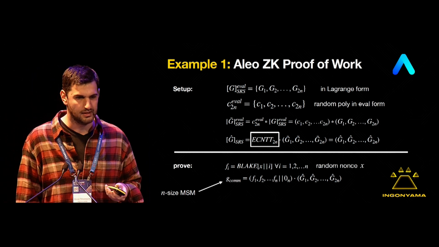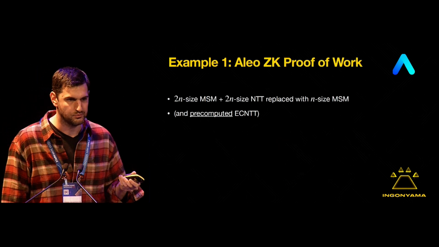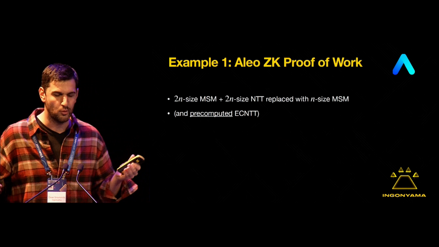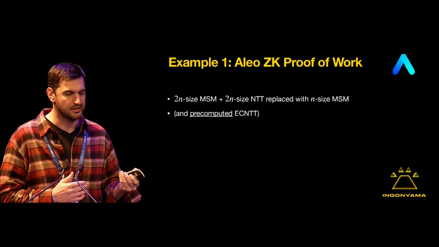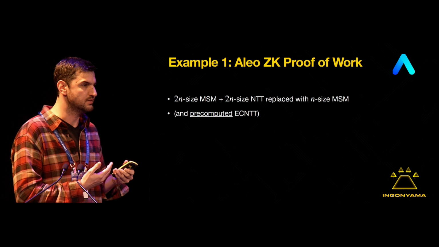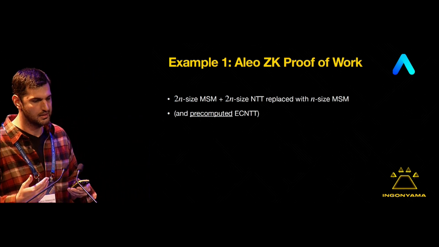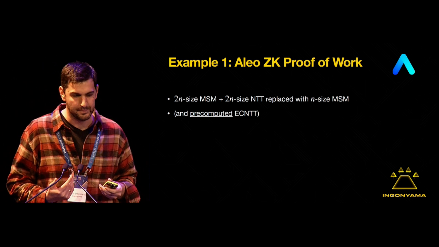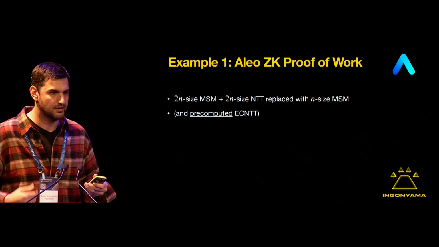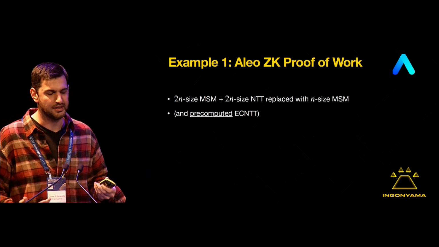the online phase, right? So if I want to summarize, we take a computation that was supposed to be bottlenecked by 2n size MSM and 2n size NTT, and we replace it with only half size MSM, at the cost of just doing a pre-computed ECNTT, okay? There are several reasons why this is way better when it comes to actually building an accelerator, right?